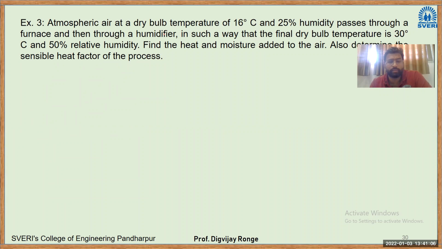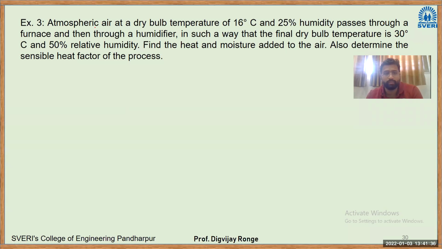Atmospheric air at a dry bulb temperature of 16 degrees Celsius and 25% humidity passes through a furnace and then through a humidifier. Passes through a furnace means there is sensible heating, then through a humidifier means specific humidity increases, in such a way that the final dry bulb temperature is 30 degrees Celsius and 50% relative humidity. Find the heat and moisture added to the air. Also determine the sensible heat factor of the process.